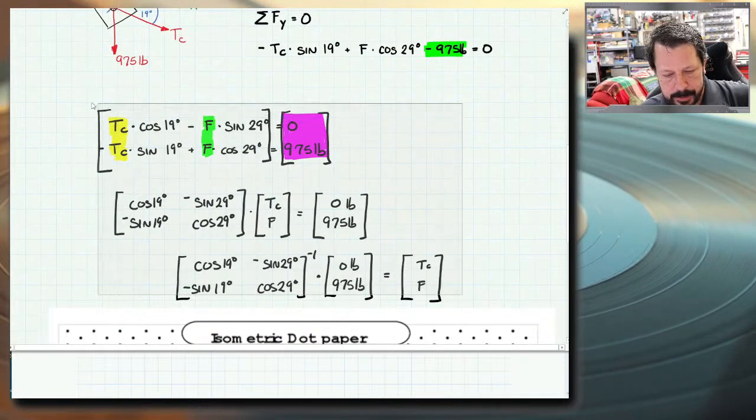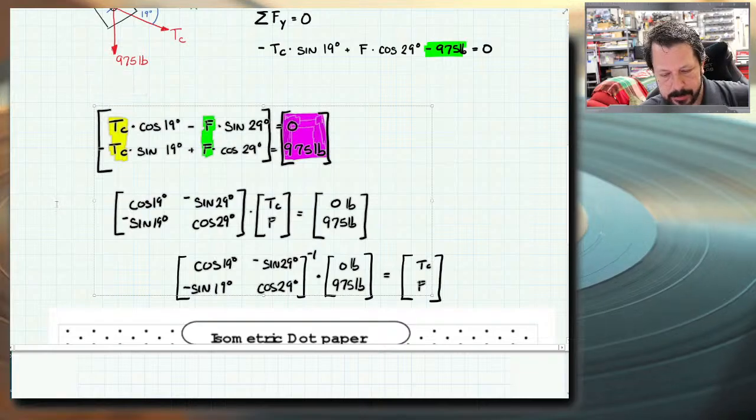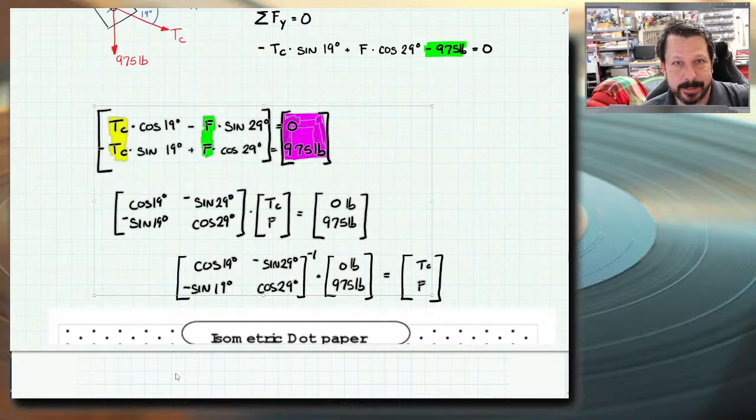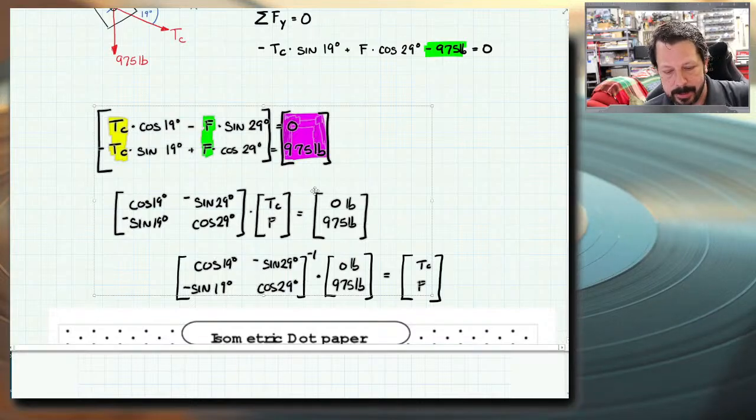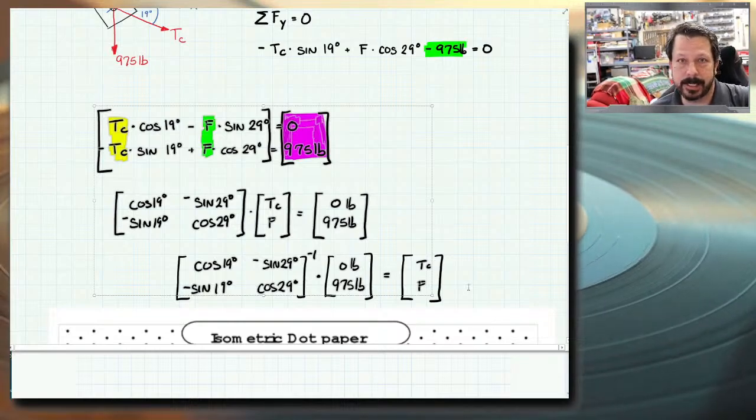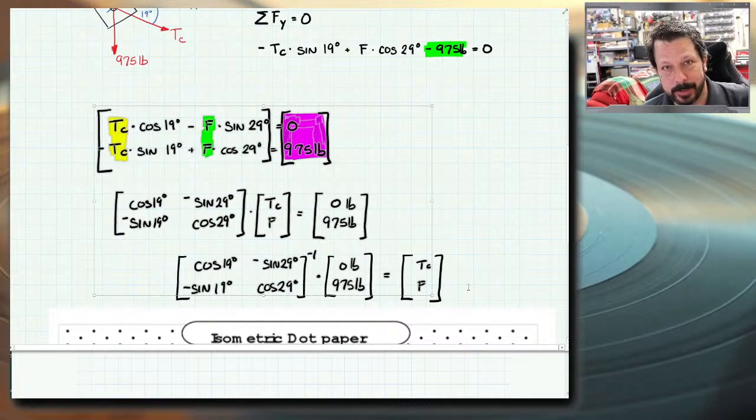Why I showed you this method is not so that you can do it in Mathcad. Mathcad actually has a simultaneous equation solver where we could just put the equations in and tell it to solve them simultaneously. So we could have done that. Why I did it this way with the matrices is because pretty much every calculator you're going to use for an engineering exam can at least do it this way.